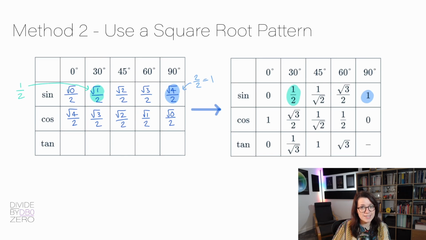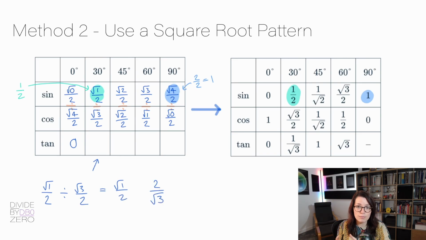To get the values for tan in this method, all you need to do is divide the sine values by the cos values. So root 0 over 2 is just 0, divided by anything is still 0. For this one, let's work it out underneath. So we've got root 1 over 2 divided by root 3 over 2. Thinking about dividing fractions in KFC, keep, flip, change, means we're going to keep the first fraction, flip the second fraction, and then change that divide symbol to a times.